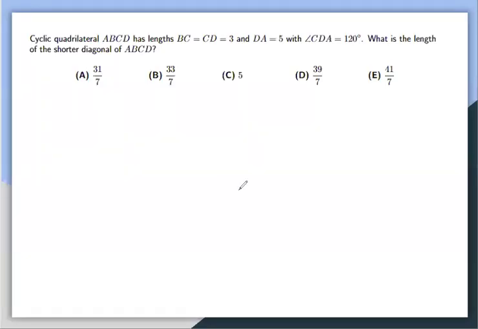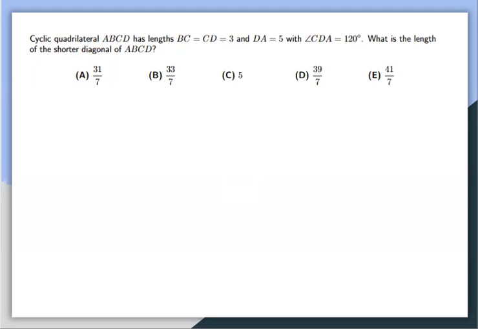So we have another AMC 12 problem. This was number 19. We have a cyclic quadrilateral ABCD. BC and CD are given as 3 and DA is 5. And the angle CDA is 120 degrees. And we want to find the shorter diagonal of that quadrilateral.